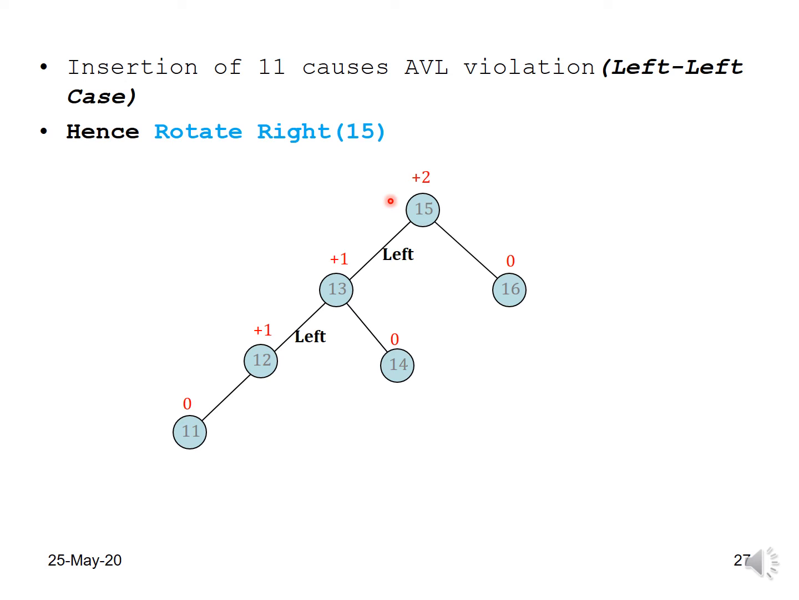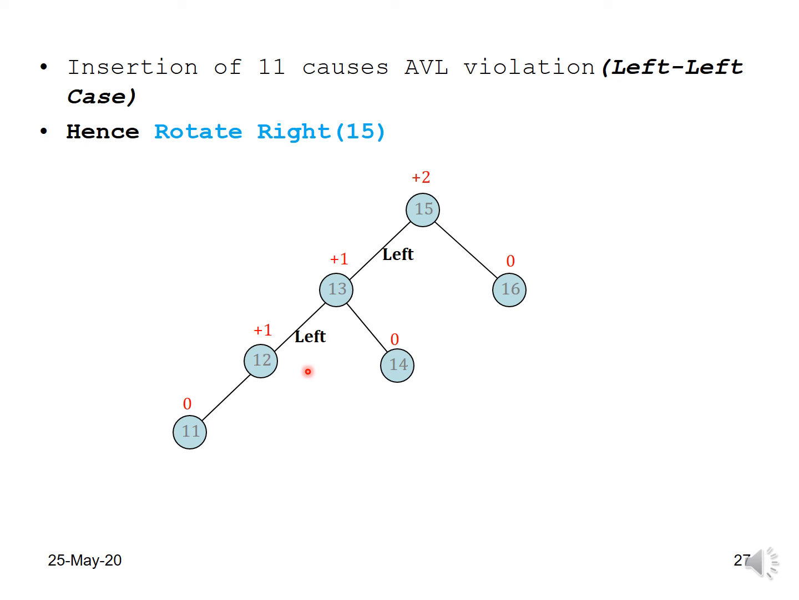So now see, this balance factor is plus 2, so this is not an AVL tree. It has violated the principle of an AVL tree, so it is imbalanced. Now see, this is a left case because the inserted node is in the left of 15, and from here we can say 11 is in the left of 12, and this is in the left of 13, and this is in the left of 15.